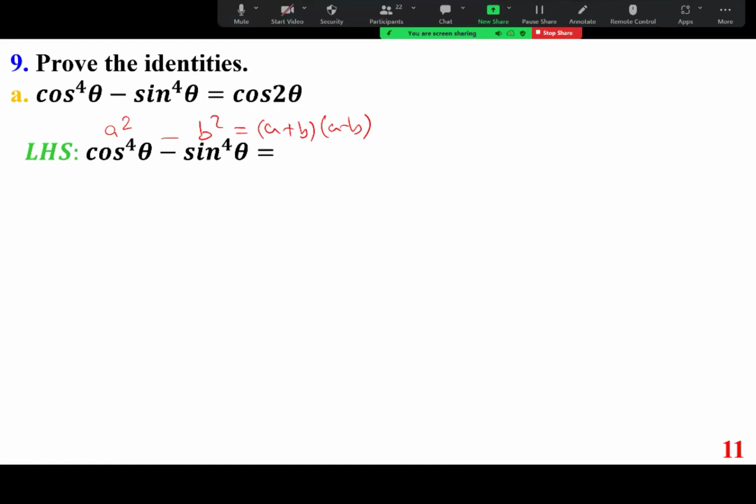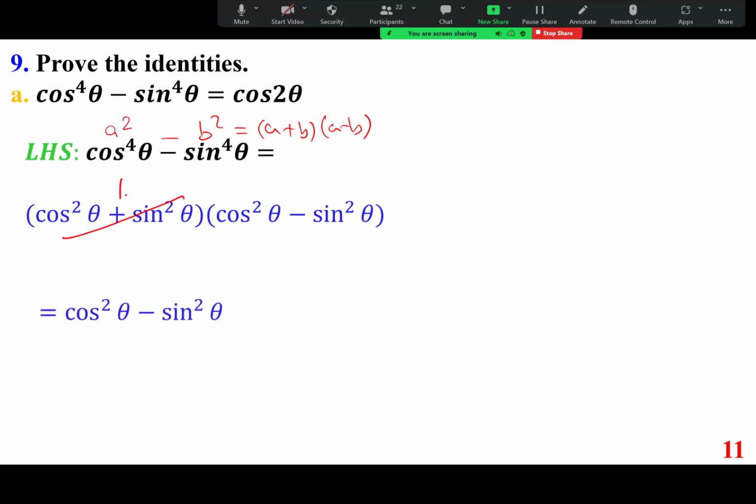Please understand, this is cosine squared to the second, and this is sine squared to the second. So we write cosine squared plus sine squared times cosine squared minus sine squared. This is 1, has no bearing. Cosine squared minus sine squared is cosine of 2 theta, as you know, and we are done.